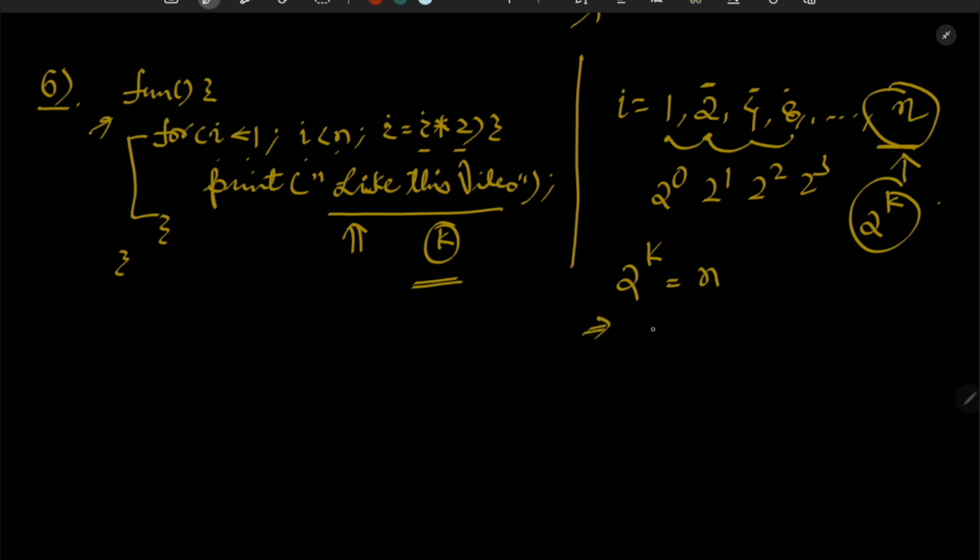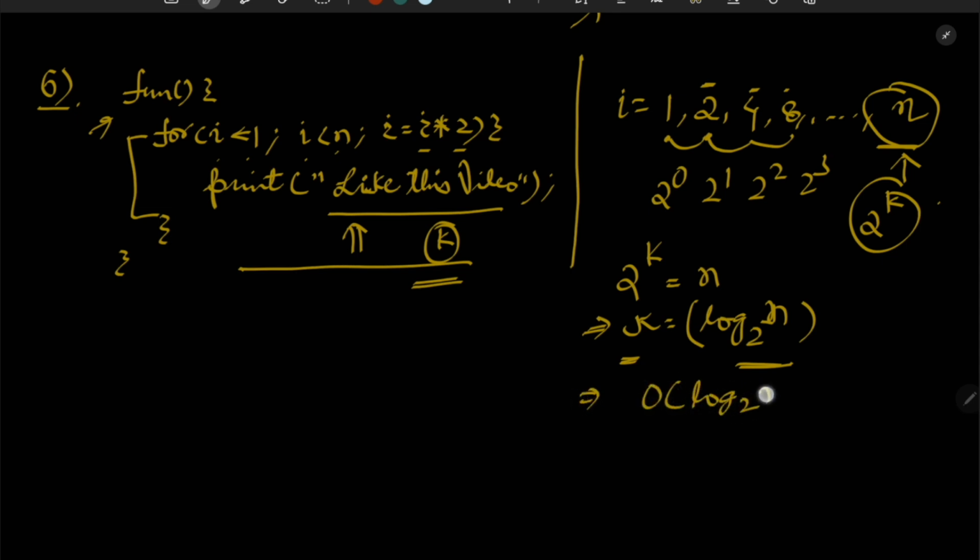Simple mathematics will tell you that we can write this as k equals log to the base 2 of n. So this is the value of k, and essentially this thing is going to be printed these many times, and we can write it as big O of log base 2 of n. So this is the time complexity for this use case.